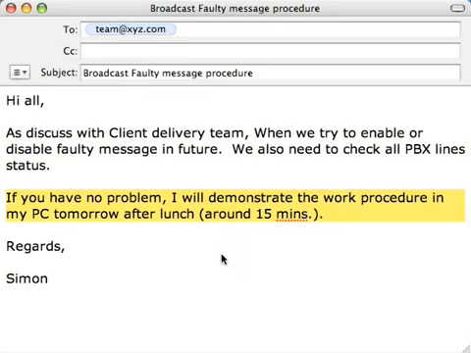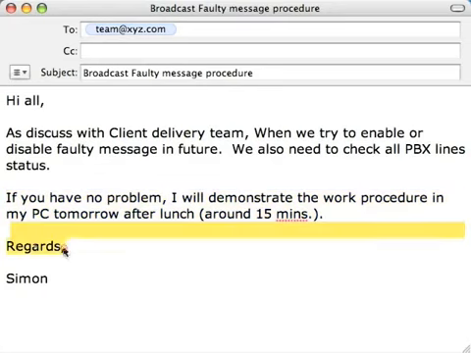Second paragraph. If you have no problem, I will demonstrate the work procedure in my PC tomorrow after lunch, around 15 mins. And then the closing salutation. Regards, Simon. Let's start by discussing the background to this email.